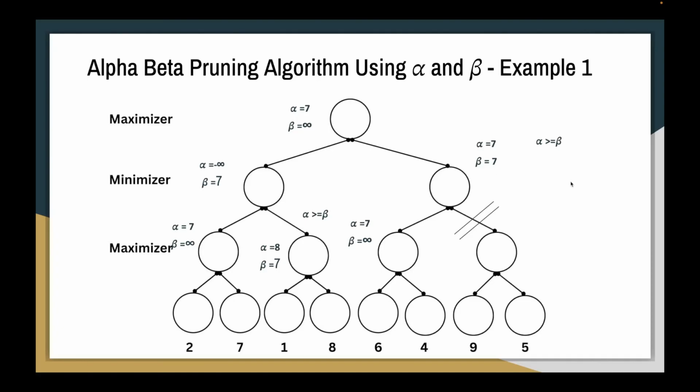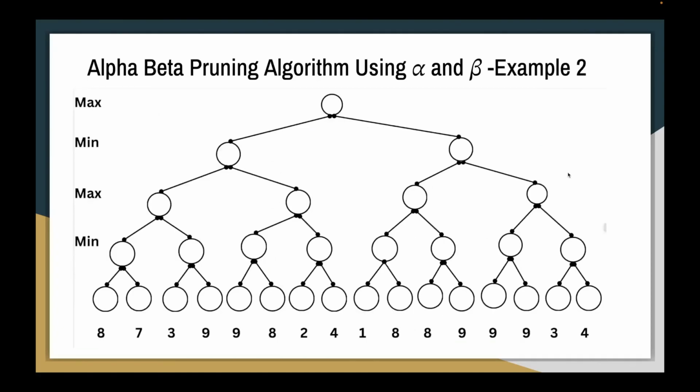Now let us see one more example. We start with the maximizer at the root node, and the initial values are minus infinity for alpha and infinity for beta. The same values will be passed down, and then again the same values. Now this is the minimizer, so the beta value will be changed. Compare infinity with 8. 8 is the minimum value, so beta will be changed to 8.